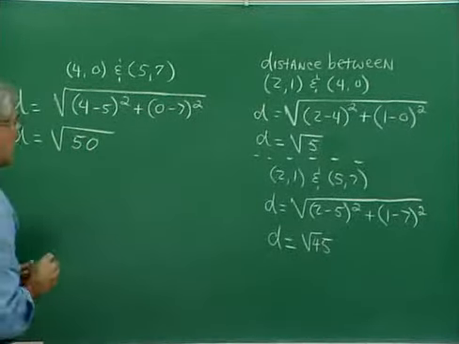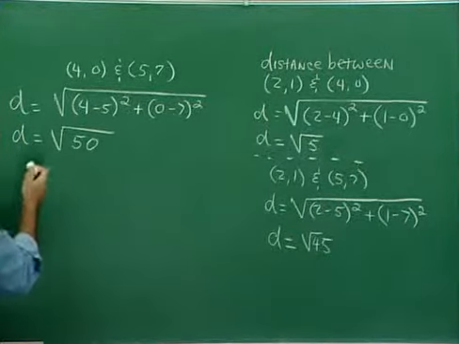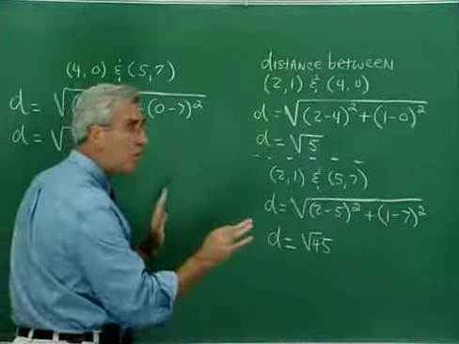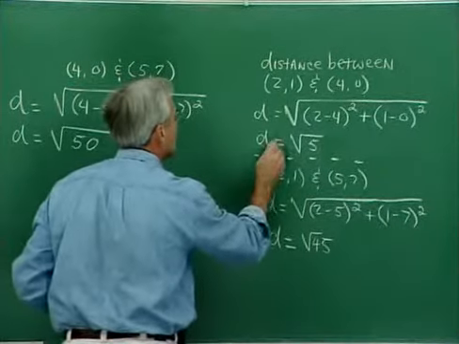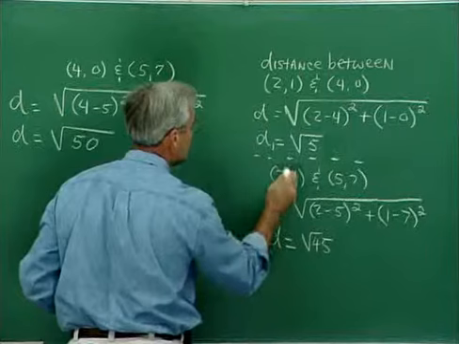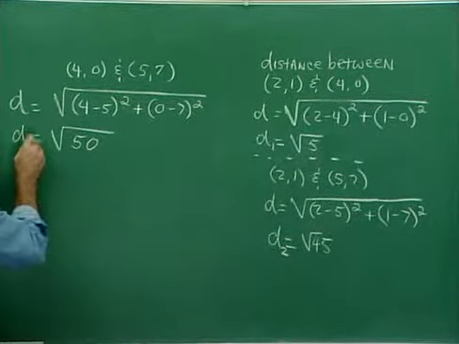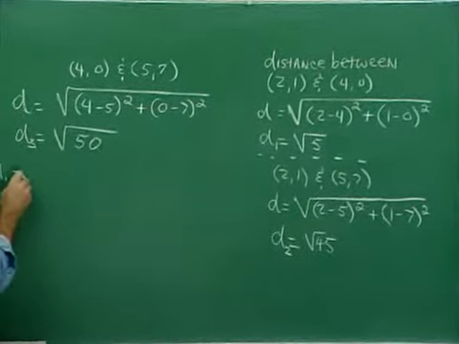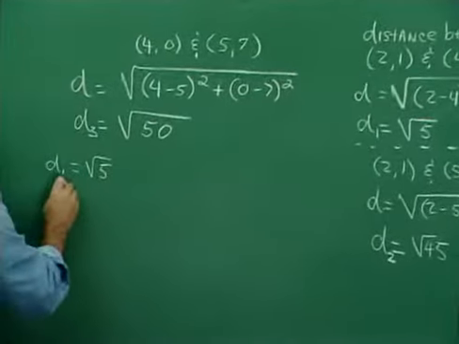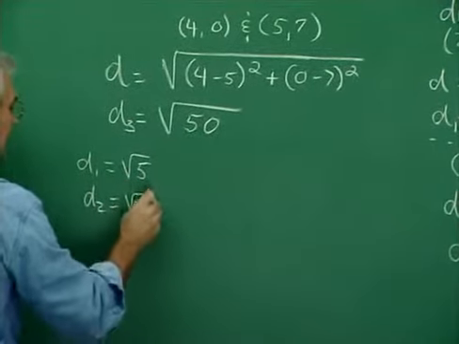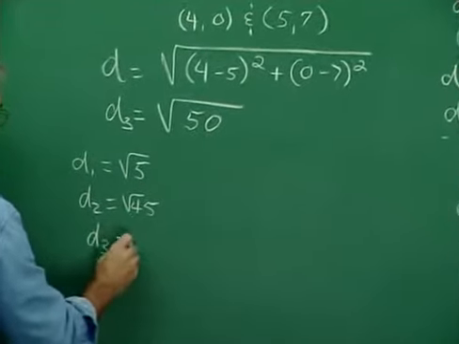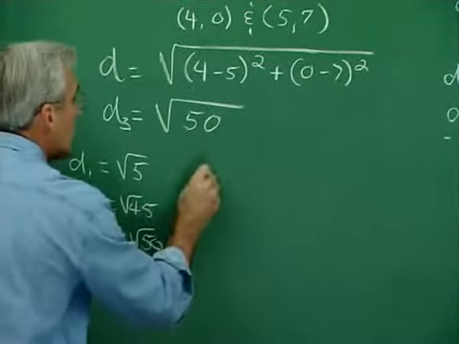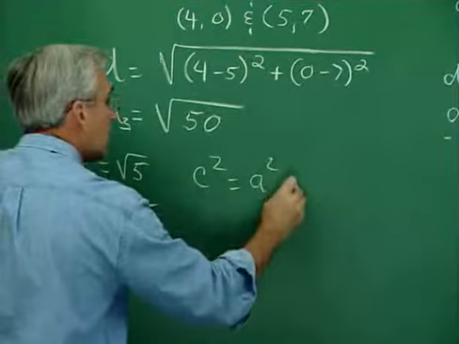Now my three distances are, let's see, I might name these a little bit differently. I have them all labeled as D. That's kind of inappropriate because they're not all the same. So I might call this D1 and D2 and D3. So let me summarize here. D1 was the square root of 5, D2 is the square root of 45, and D3 is the square root of 50. Now, is it the case that C squared is A squared plus B squared?